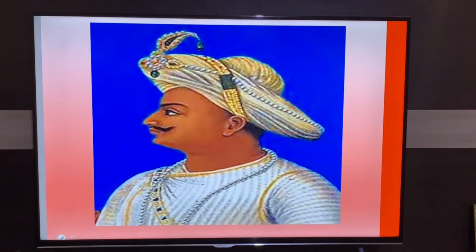Tipu Sultan was a Mysore ruler after his father's death. He started ruling Mysore. Throughout his reign, he fought the battle against the British. His main intention is to drive the British out of India.